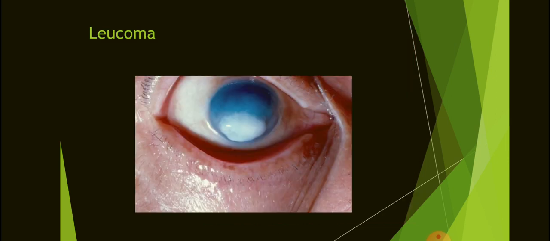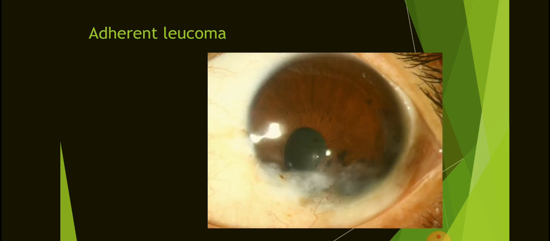Now let's move to leucoma. Leucoma, this scar leads to more than half of the stromal depth, that is leukomatous corneal scar. And leucoma is a very dense corneal scar, so it leads to some special treatment also that I will discuss later on. Now let's move to adherent leucoma.